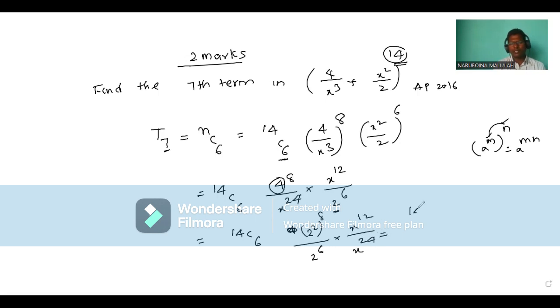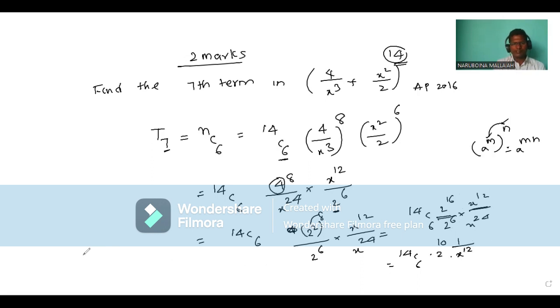After that, 14C6, here 2 to the power of 2 times 8 is 16, by 2 power 6, x to the power of 12 and x to the power of 24. Now write 14C6 as is. Now 2's are more in the numerator, so write 2 first: 16 minus 6, that is 10. Now x's are more in the denominator, so write 1 by, whenever more x's are in the denominator, 24 minus 12, that is 12.